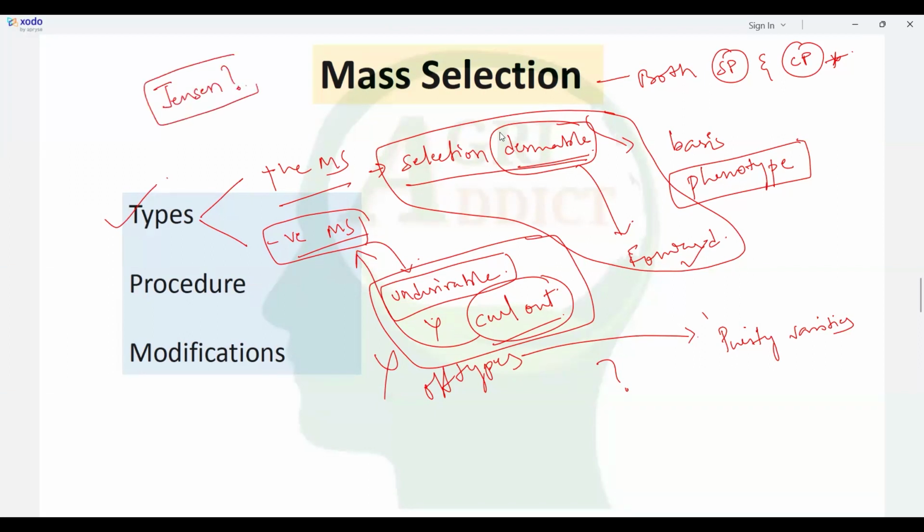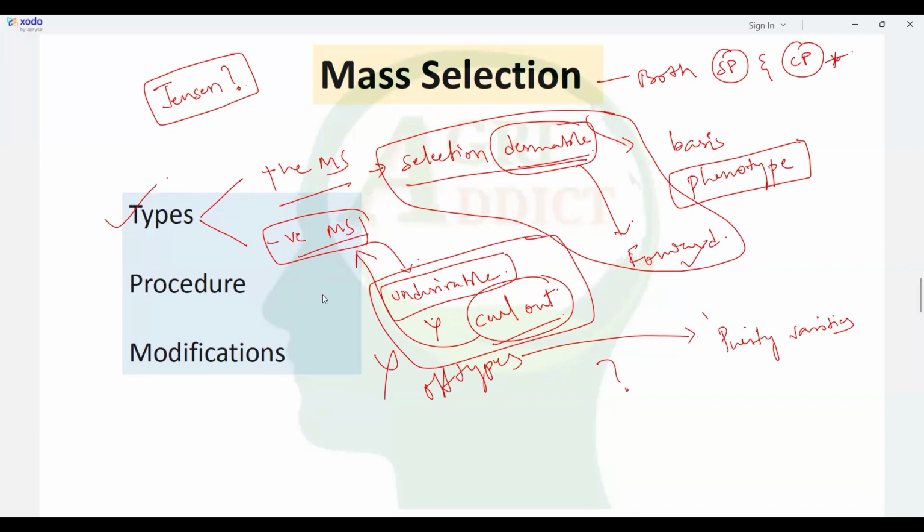I'm not remembering properly, sir. Okay, so go back, and you will find who gave mass selection, Pun Singh or BD Singh. Just try to find out who gave mass selection. Okay, sir.